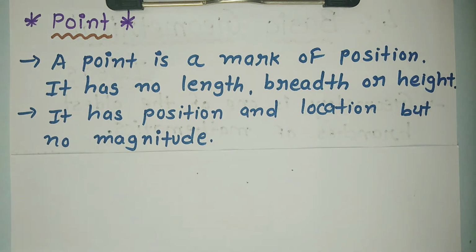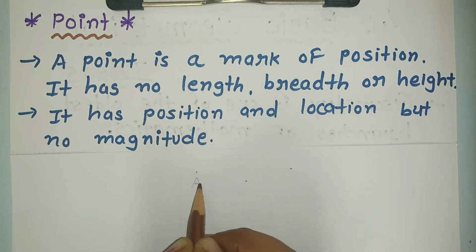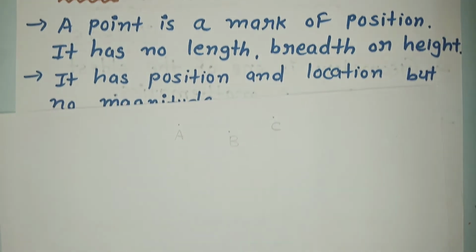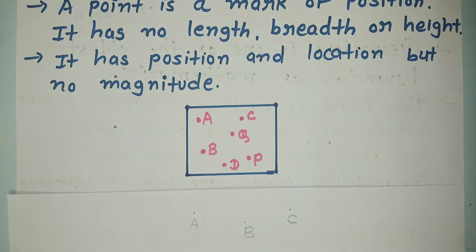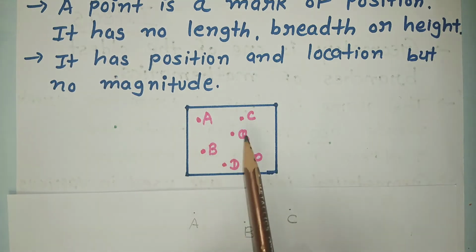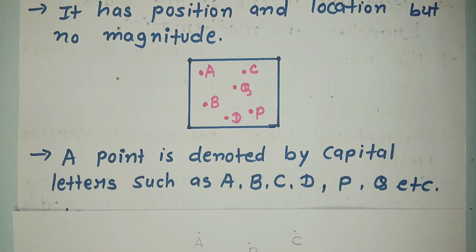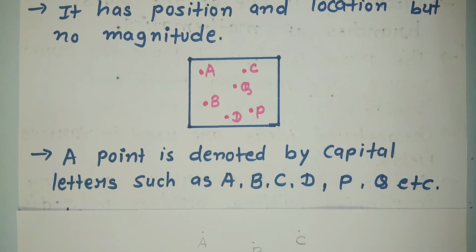A point is denoted by a capital letter such as A, B, C, D. Here I have drawn 3 points, so I can name them point A, point B, and point C. I have given the example here also. You can see the box: points A, C, B, Q, D, P. A point is denoted by a capital letter such as A, B, C, D, P, Q, etc.